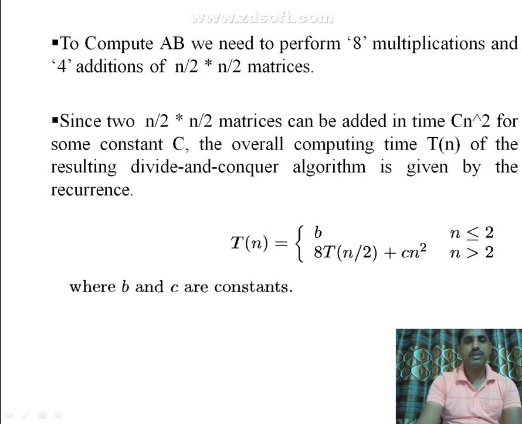To compute AB, we need to perform 8 multiplications and 4 additions of n by 2 into n by 2 matrices. Since two n by 2 into n by 2 matrices can be added in time c n square for some constant c, the overall computing time T of n of the resulting divide and conquer algorithm is given by the recurrence T of n equals b, 8T of n by 2 plus c n square, where b and c are constant values.